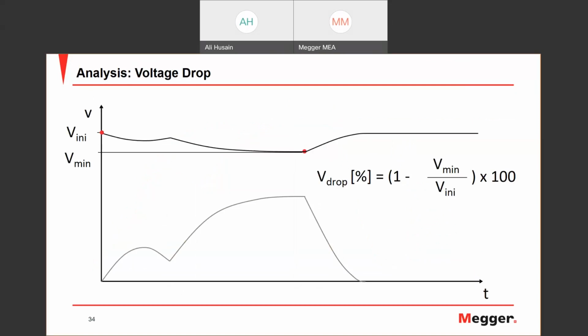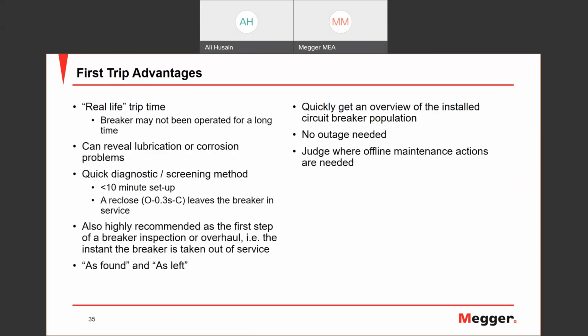Another thing as well is your voltage. You can see if there is any huge dip in the voltage during the operation of the breaker. You can see if there is any bad DC system, or one inadequate for this application, by doing the first trip test. So the first trip test really has the advantage of showing you the real life trip time of the breaker, especially if it's not operated for a long time.